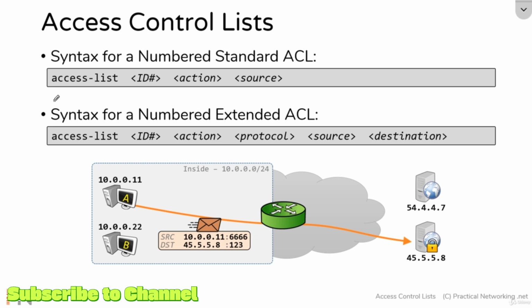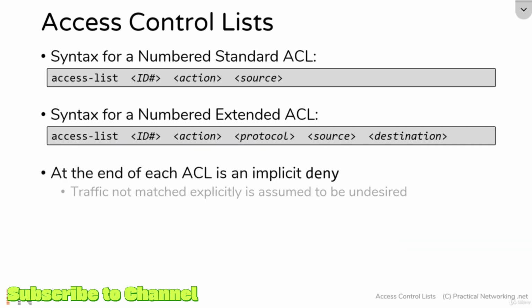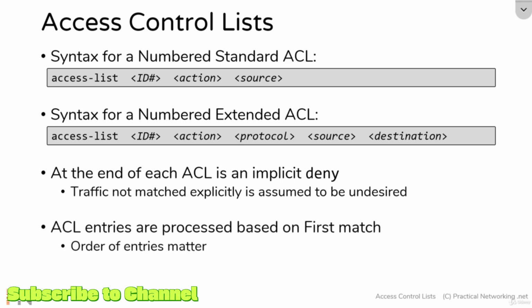So we just went through a few configuration examples of a numbered extended access list to match traffic in our topology over here. We covered the basic configuration of access lists, and then we also covered two specific important points. The first is that at the end of every single access list is an implicit deny. The idea is any traffic not explicitly permitted is assumed to be undesired and therefore dropped by the router. And the second is that the order of the entries in the ACL matter. ACL entries are processed based upon first match.